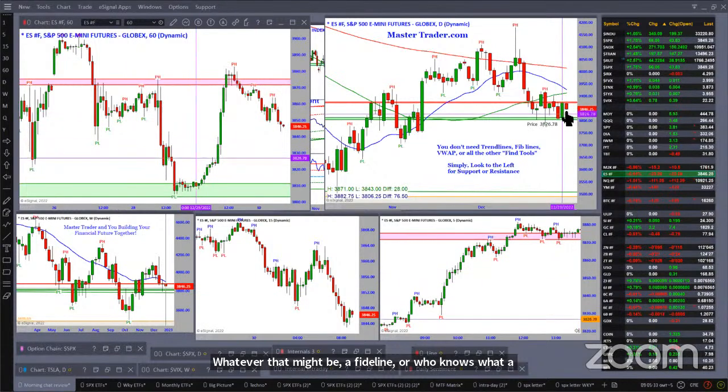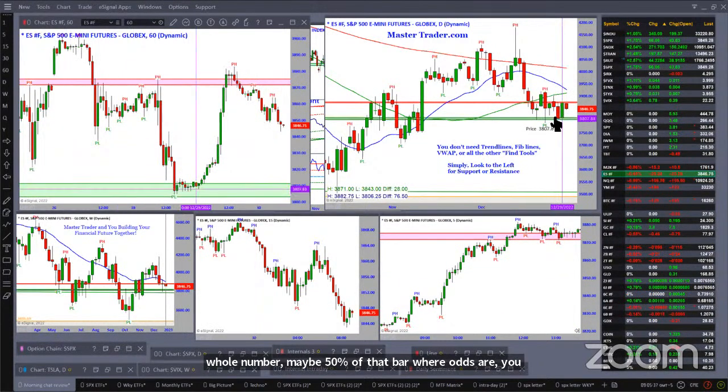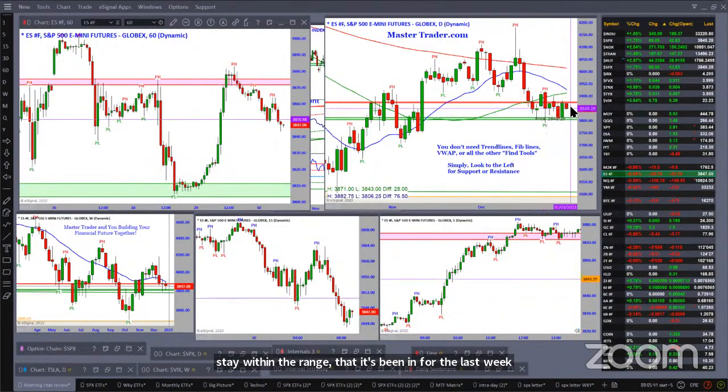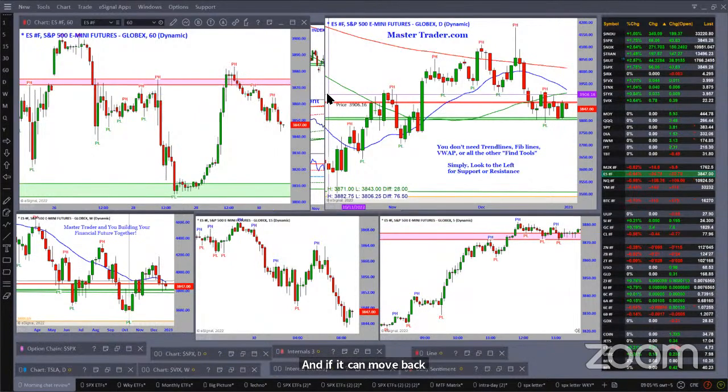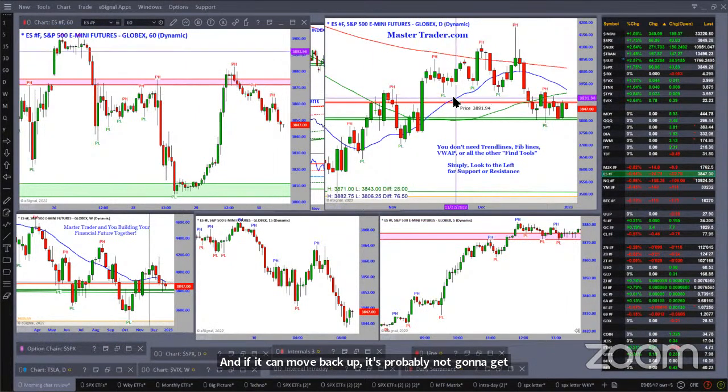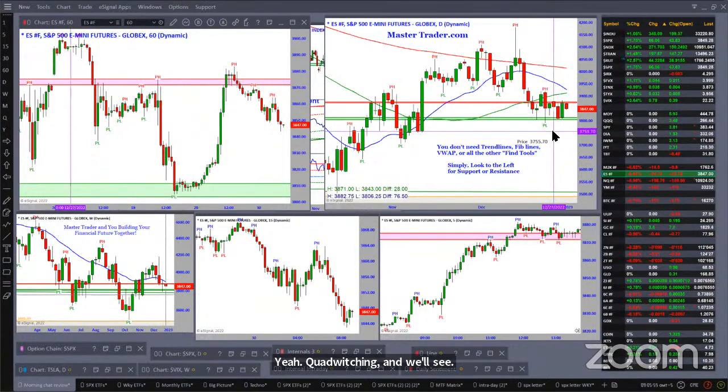But odds are, wherever it goes on the downside, it's going to stay within the range that it's been in for the last week. And if it can move back up, it's probably not going to get much further than yesterday's high either, give or take a little bit, right? Yeah, quad witching, whatever. We'll see. I'm just looking at what's going on here.